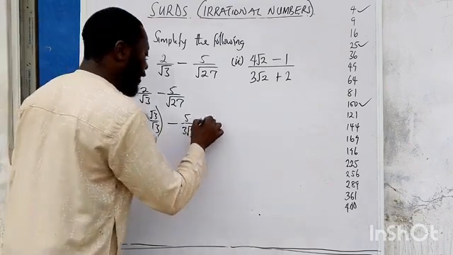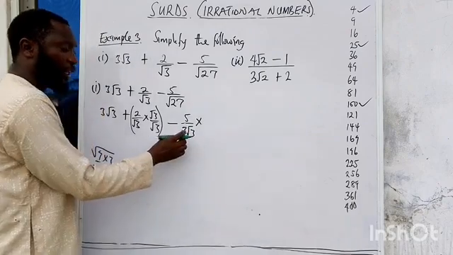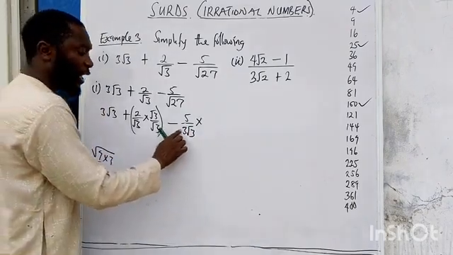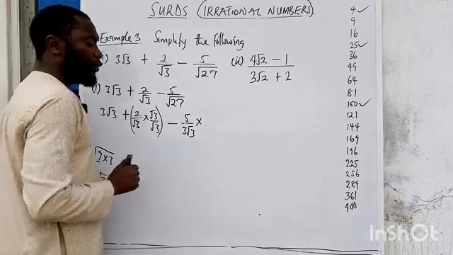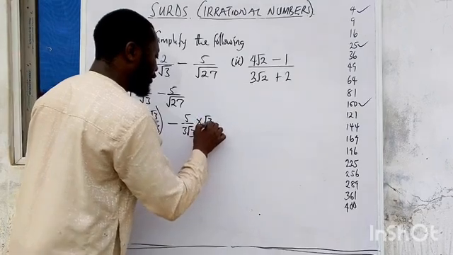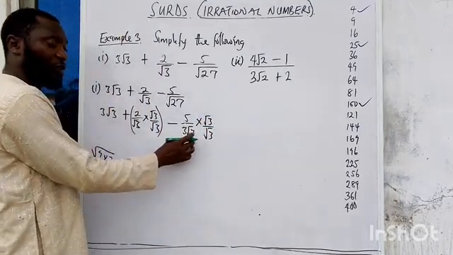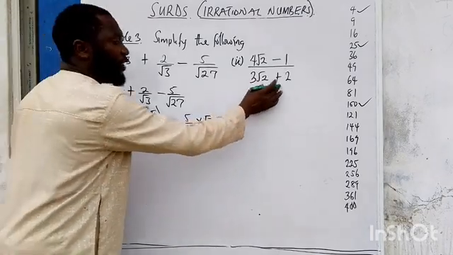Now multiply again by root 3 divided by root 3. When you are rationalizing, it's not necessary to use the entire 3 root 3. You can just make use of root 3 alone. Only when you have a single surd like this, not when you have it in this form.